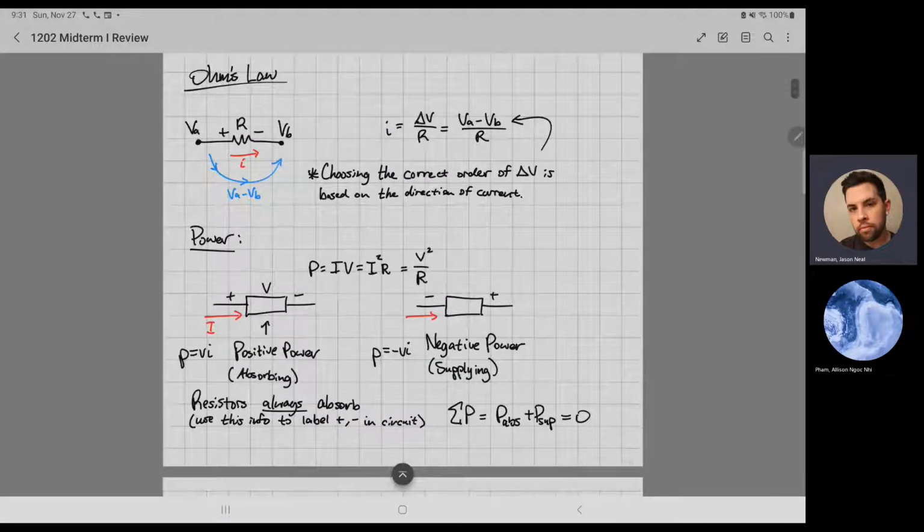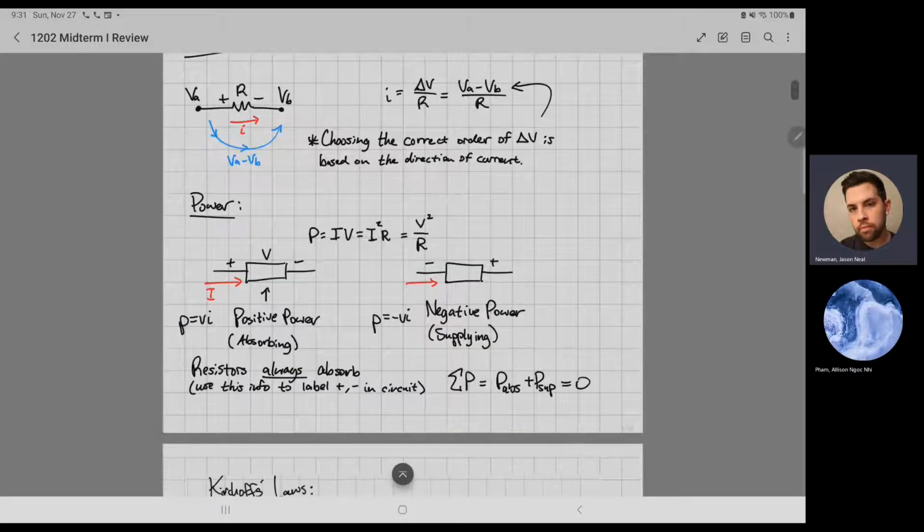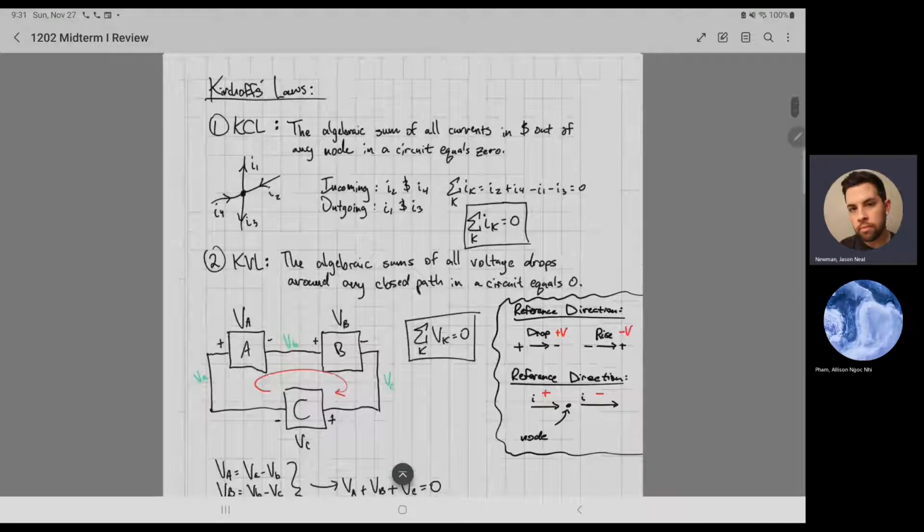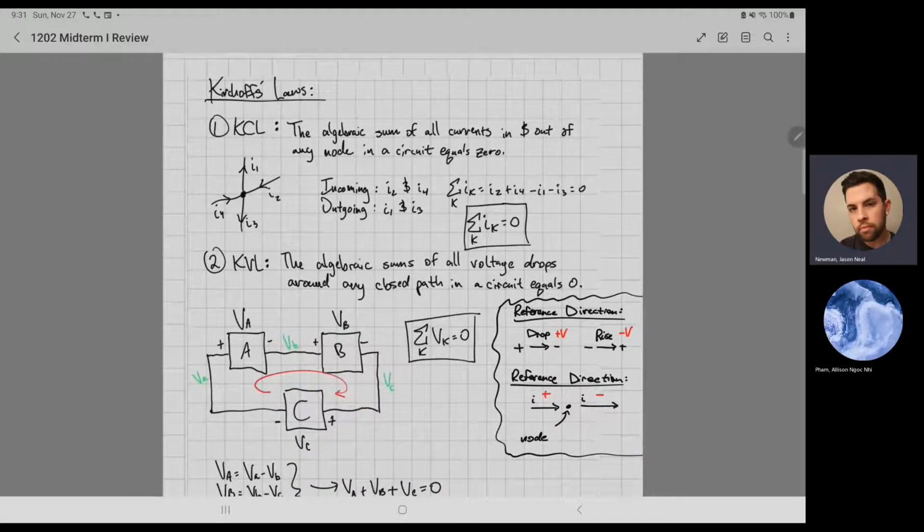So we know about Ohm's law, obviously. I'm not going to go into all this detail. Power, we know about that. Kirchhoff's laws, you guys are very familiar with this by now. KCL: the sum of all currents going in must equal the sum of all currents going out. KVL, same thing: the sum of all voltages must equal 0 in a circuit.